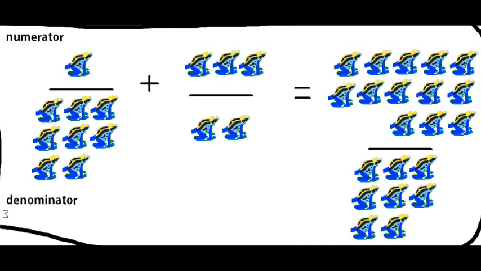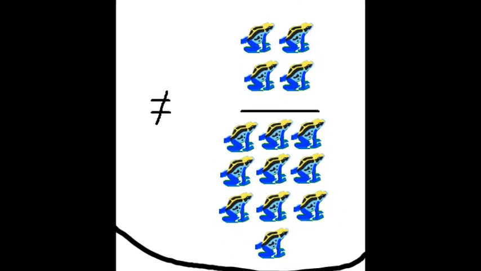1 over 8 frogs plus 3 over 2 frogs equals 13 over 8 frogs. And it's interesting to note, why doesn't this equal 4 over 10 frogs? Because, you know, 1 plus 3 is 4, 8 plus 2 is 10, that seems to make sense. But no, you can't add fractions if they have a different denominator. Now that's key.